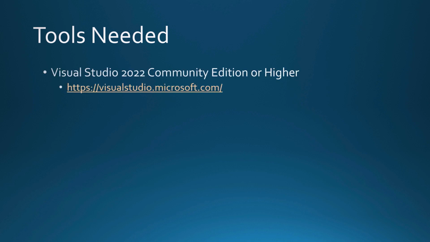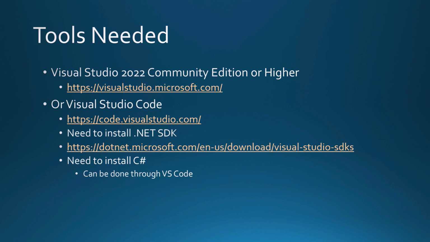So what are the tools that you're going to need to write with C# and .NET? Well, I highly recommend using Visual Studio 2022 Community Edition, or one of the higher versions that you pay for, but the Community Edition is free, and you can download it from visualstudio.microsoft.com. Now you can also use Visual Studio Code. Now this is a more lightweight editor, doesn't give you all the features of Visual Studio 2022, but it's a great way to get started.